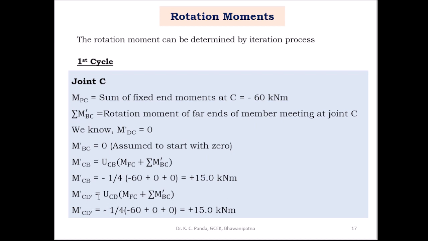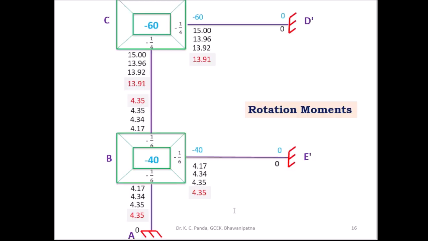Similarly find M dash CD, that is equal to UCD into MFC plus M dash BC. So M dash CD is equal to minus 1 by 4 times minus 60 plus 0 plus 0. So this is also equal to plus 15 kilonewton meter. So put this value 15, and here also put M dash CD 15 and M dash CB, this is also 15. Then you go to the joint B. So in joint B, in the first cycle, find out the rotation moment, this moment.